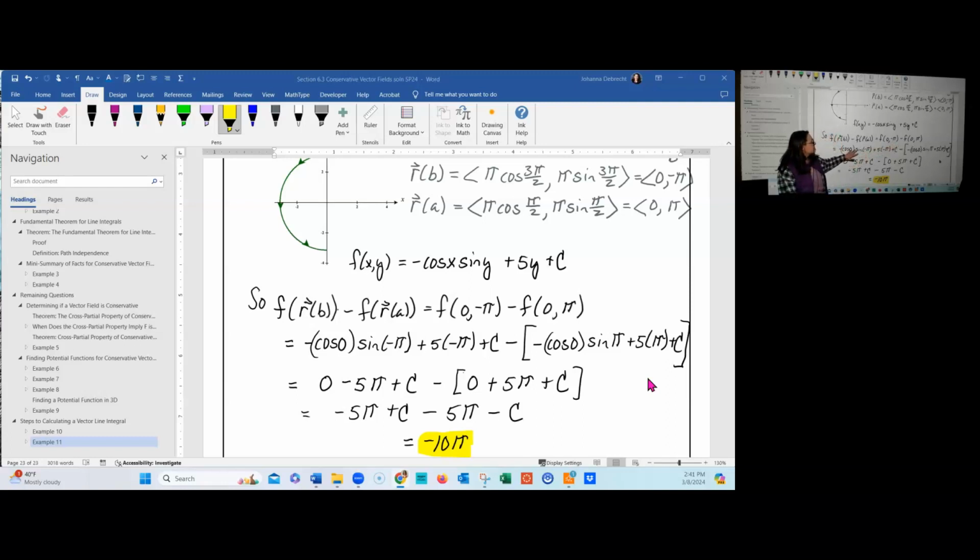When I substitute these in place of x and y and simplify, I end up with negative 10 pi for the final value of the vector line integral.